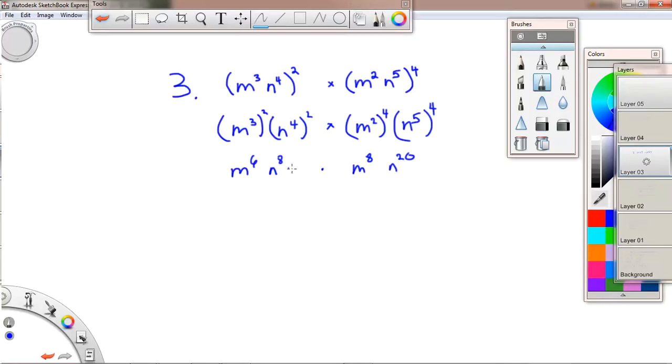Okay, when we multiply this through, we're going to multiply similar bases. So my m's are going to get multiplied together, and that's going to give me m to the 14th and n to the 28th. Here, I'm just multiplying powers with like bases, powers with the same base. So I keep my base and add my exponents, just like we learned today in class. And this is your final answer.